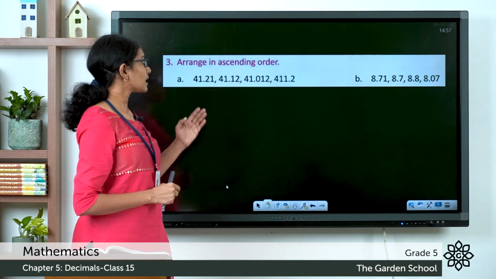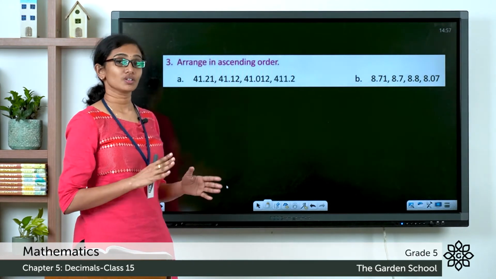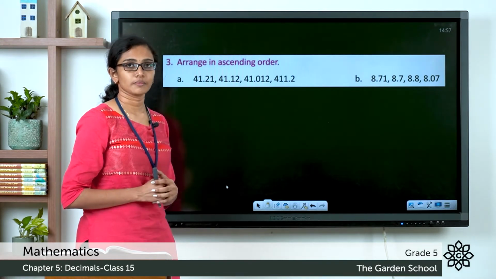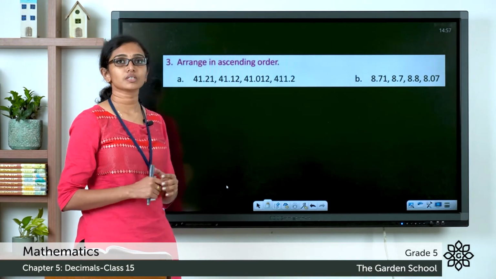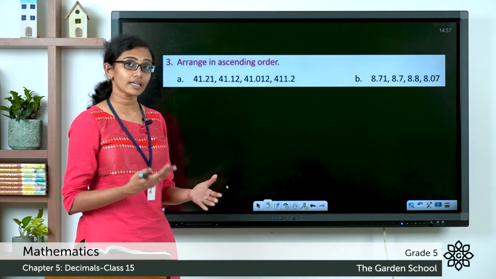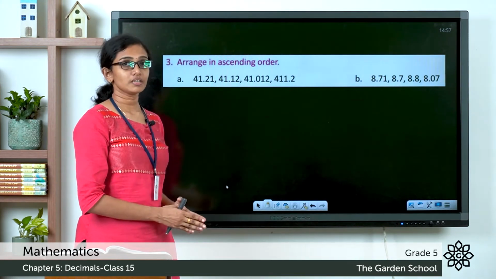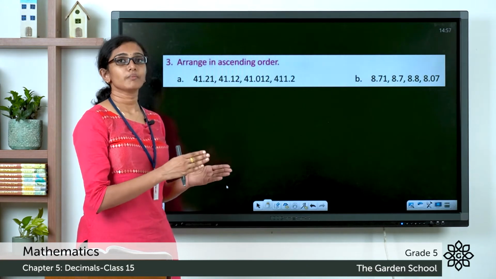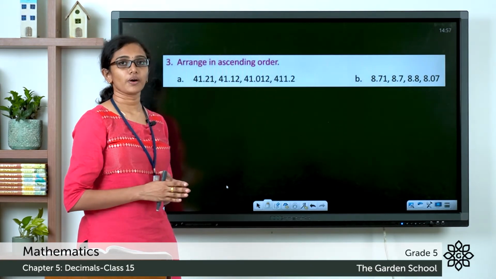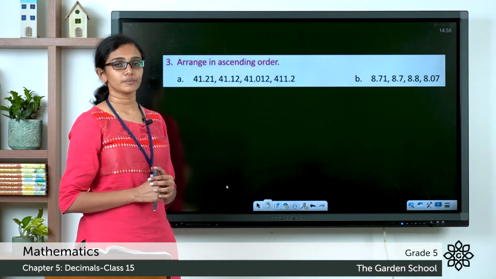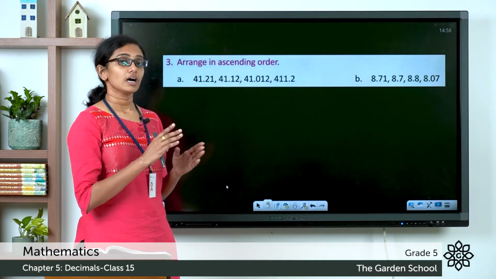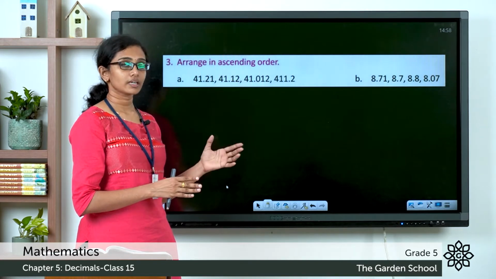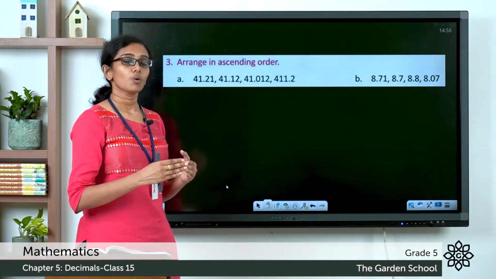So before that, look at the decimal numbers. To compare the decimal numbers, they should be like decimals. Are these decimal numbers like decimals? What are like decimals? The decimal numbers that have equal or the same number of digits after the decimal point are called like decimals. And if a decimal number is not a like decimal when compared to the other decimal numbers, what can you do?